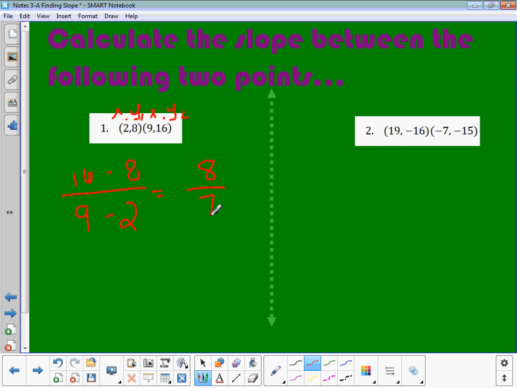When you're dealing with slope, you don't want to put it into a decimal. You want to leave it as a fraction. And if you can, you want to try and reduce that fraction. That makes it a little bit easier for you.